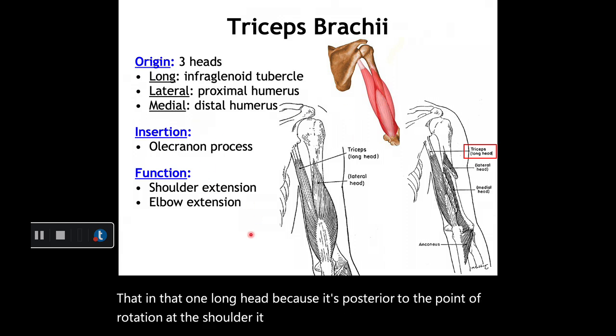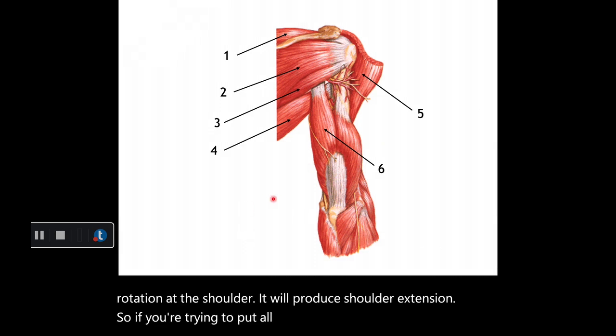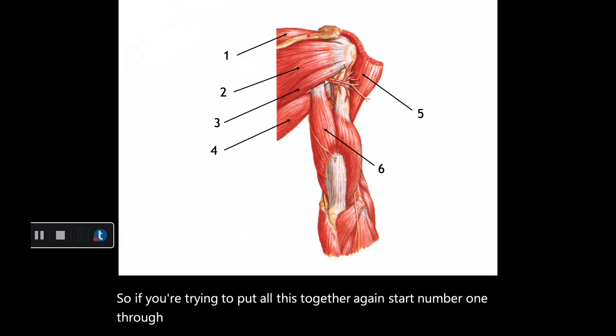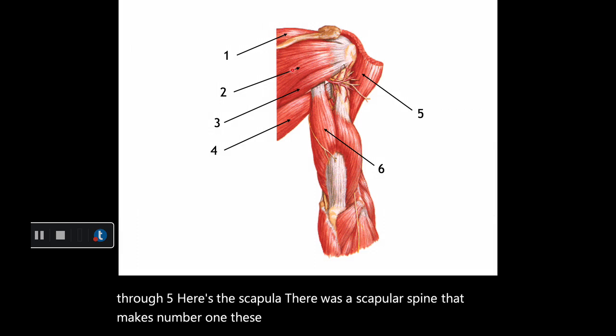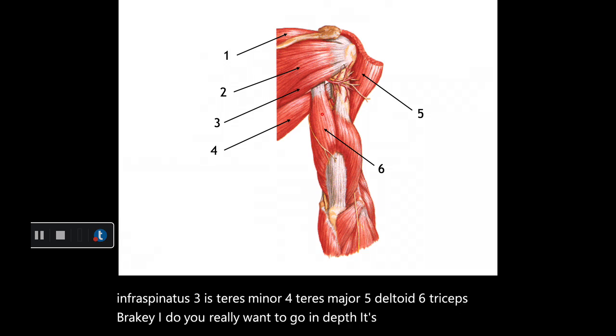So if you're trying to put all this together again, start number 1 through 5. Here's the scapula. There's the scapular spine. That makes number 1 the supraspinatus. That makes number 2 the infraspinatus. Number 3 is teres minor. Number 4, teres major. Number 5, deltoid. Number 6, triceps brachii. If you really want to go in depth, it's the long head of triceps brachii.